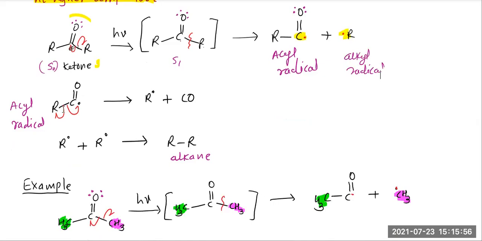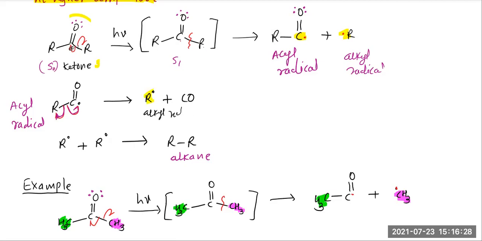You can see that this homolytic cleavage occurs. This particular bond cleaves homolytically, and these two groups, this R group and this carbonyl radical group, share the electrons equally. So again there is a formation of an alkyl radical. This is the second alkyl radical.